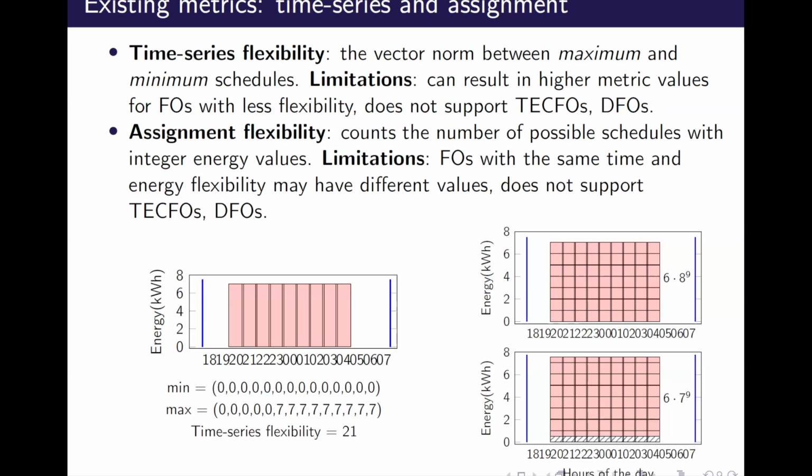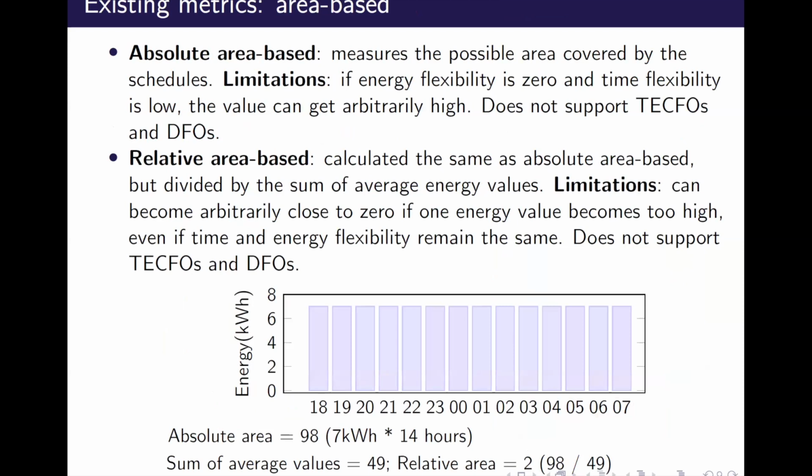Assignment flexibility tries another approach. They try to discretize flex offers into basically integer energy values and then combinatorically count how many types of schedules you can actually dispatch. It has different problems, mostly due to the fact that discretization is lossy and you actually start losing out on details, and it makes it also quite difficult to compare. There are also the area-based approaches, which take the maximum and the minimum schedules and then compute the area between them. They also have similar problems.